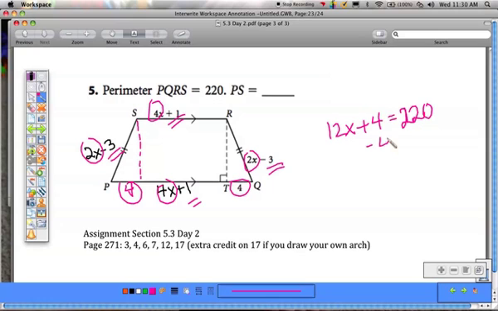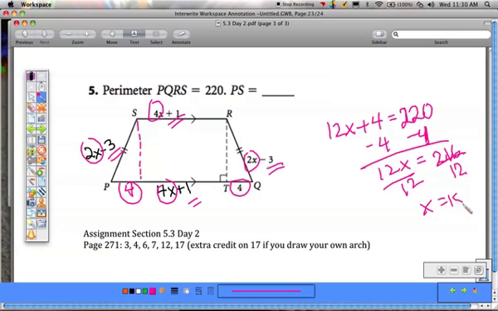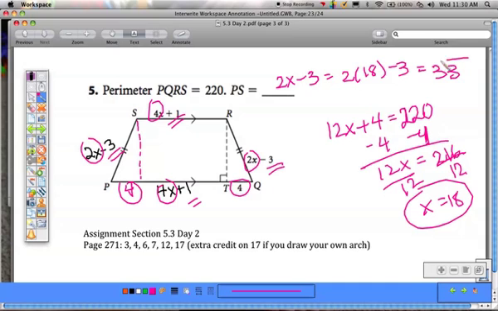And then we solve for x. So subtract 4 from each side. 12x equals 216. And divide by 12. So x equals 18. And then to find PS, we would plug into 2x minus 3. So 2 times 18 minus 3 would give us 33. So there's the answer. And here's the assignment.